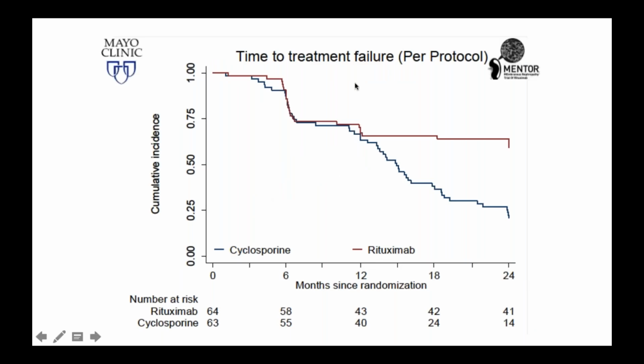And they also compared time to treatment failure. And please note that here rituximab did better than cyclosporine, because as I described before, even though the response is good with cyclosporine initially, as you can see here, over a period of time, many of these patients continue to relapse, and therefore they were considered to be developing treatment failure. Okay, so this is something which is important.